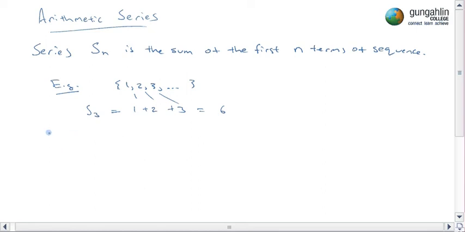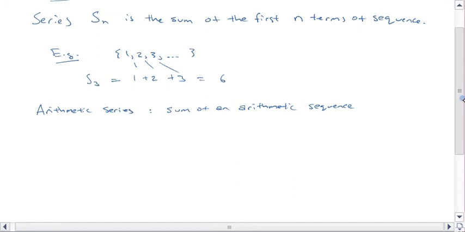So if that's what a series is, it would make sense that an arithmetic series would be the sum of an arithmetic sequence. Okay, so let's jump to an example now. Really, I just gave you one example. This was an arithmetic series because there was a common difference of 1, right?